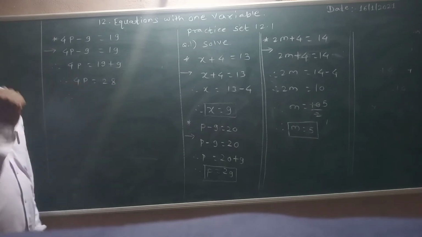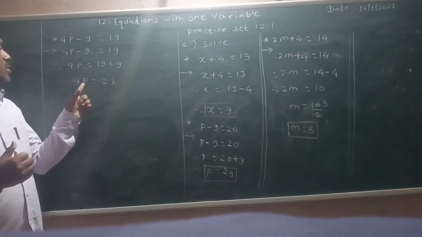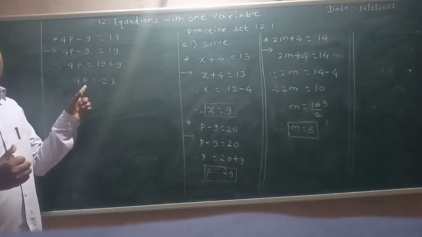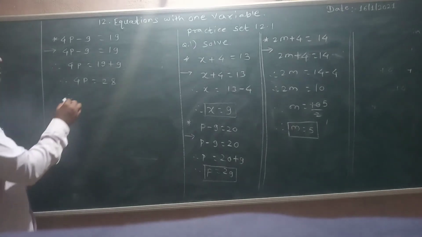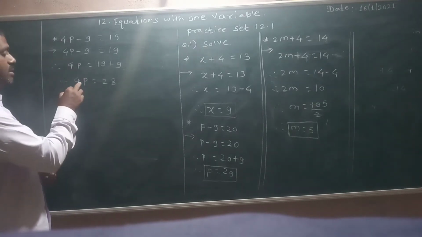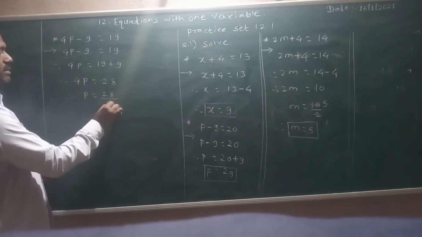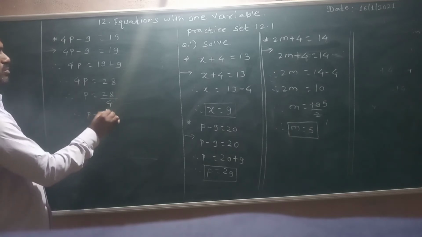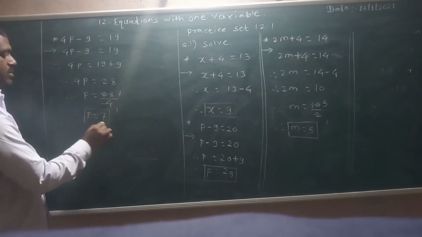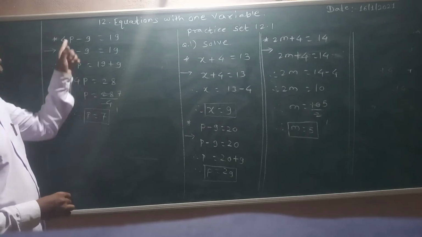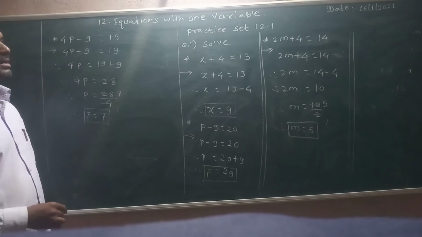We can ask the question again: 4 into p is equal to 28. 4 into how many? We get 28. 4 into 7 is equal to 28. That means 7 is the answer. But here into 4 becomes divided by 4. Therefore, p is equal to 4 1s are 4, 4 7s are 28. p is equal to 7 is the solution of the given equation 4p minus 9 is equal to 19.